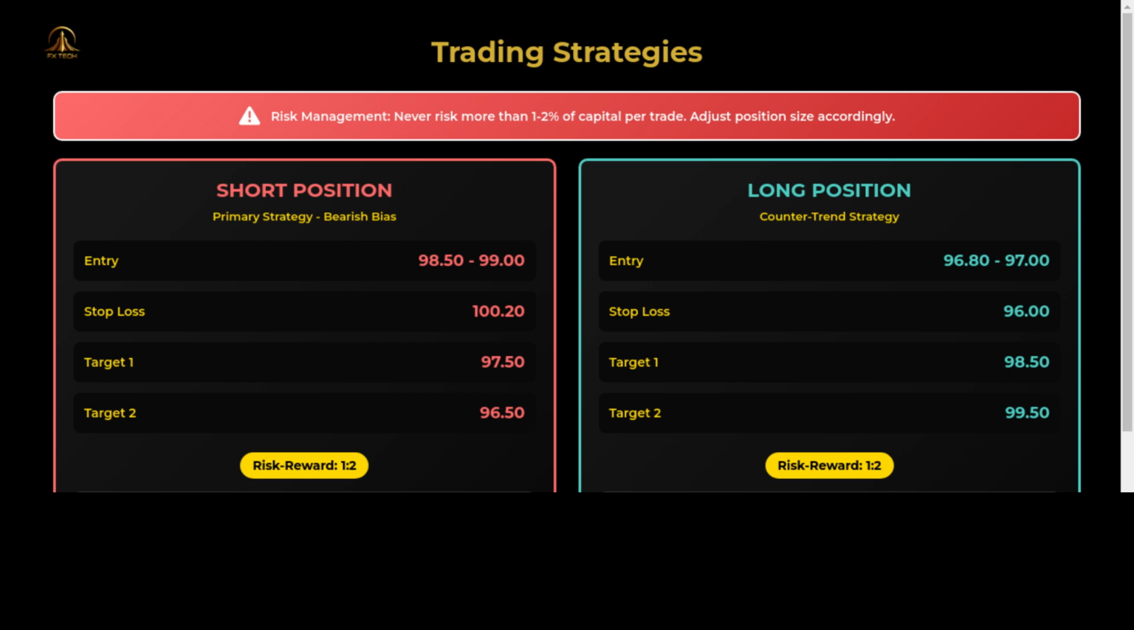For counter-trend traders, consider a long position only at major support between 96.80 and 97.00, with a tight stop at 96.00 and targets at 98.50 and 99.50. This also offers 1 to 2 risk reward. Only take this trade if positive trade news emerges or oversold conditions develop.